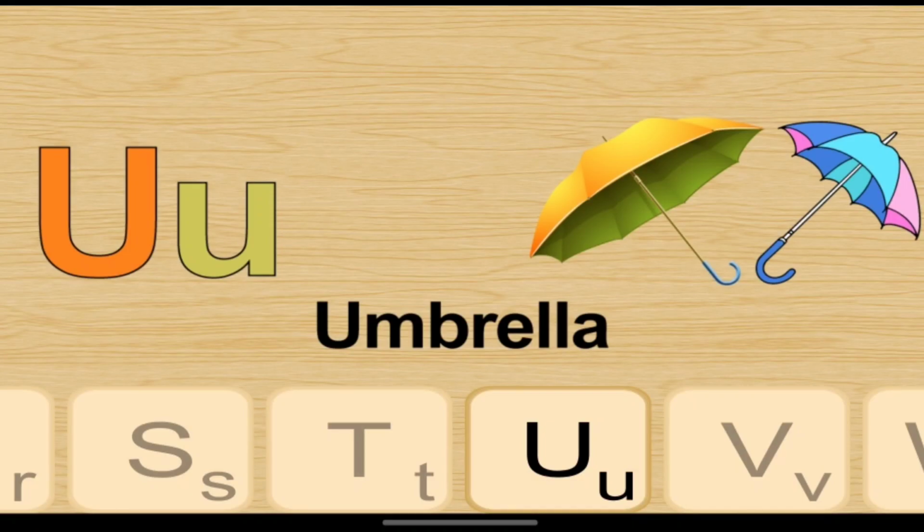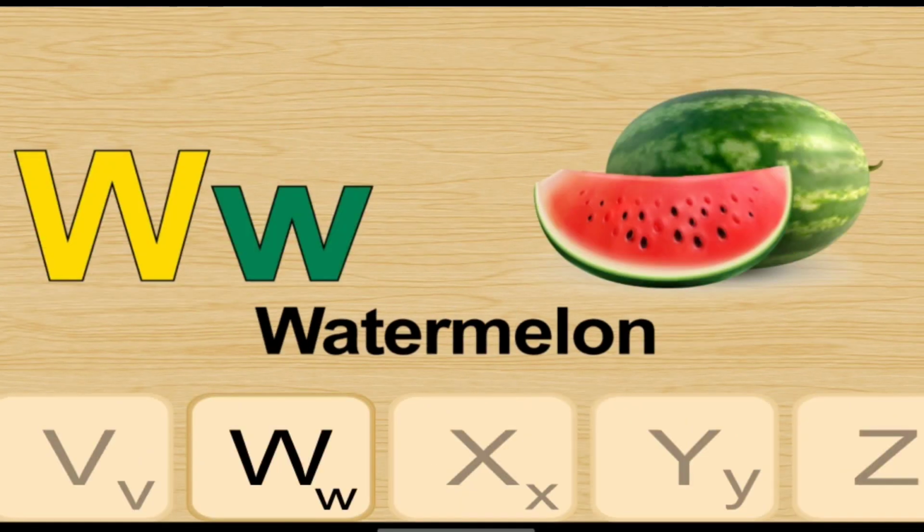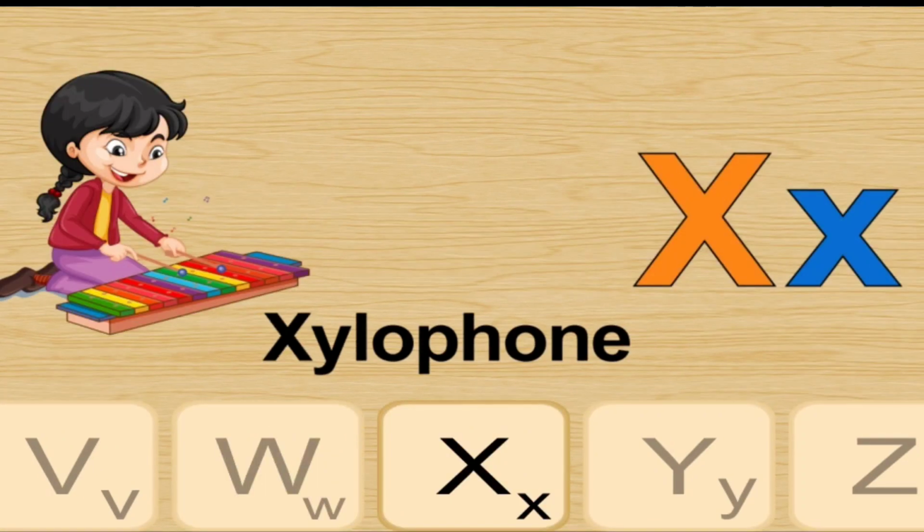U. U is for umbrella. V. V is for vegetables. W. W is for watermelon. X. X for xylophone.